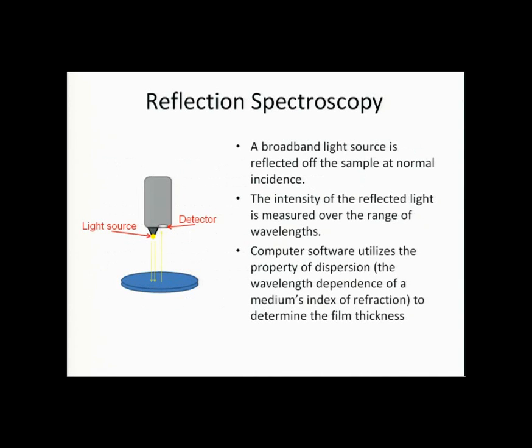So in reflection spectroscopy, you see our basic setup there where we have our light source and detector at basically the same location, above the sample. The way it works is a broadband light source is reflected off of the sample at normal incidence. That means the light goes straight down, bounces straight back up, and hits a detector. The intensity of the reflected light is measured over a large range of wavelengths.